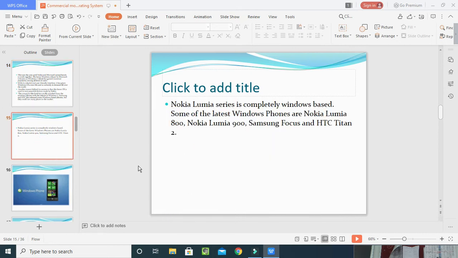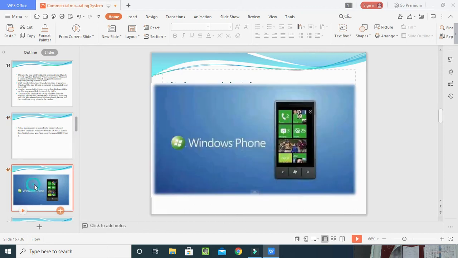Now the Nokia Lumia, you may have heard the series name. The Nokia Lumia series is completely Windows based, and some of the latest Windows phones are Nokia Lumia 800, Nokia Lumia 900, Samsung Focus, and HTC Titan 2. These are examples of mobiles with that operating system. So if you see here, Windows now has a good appearance and the performance will be there.